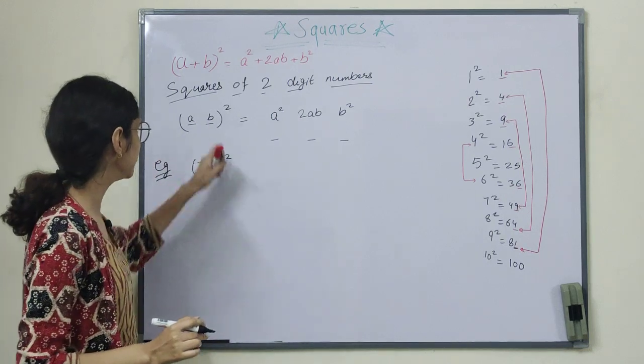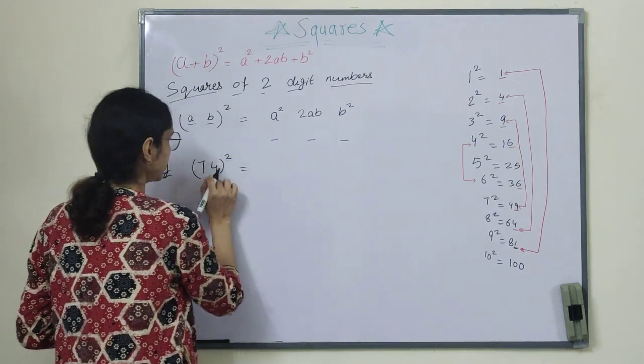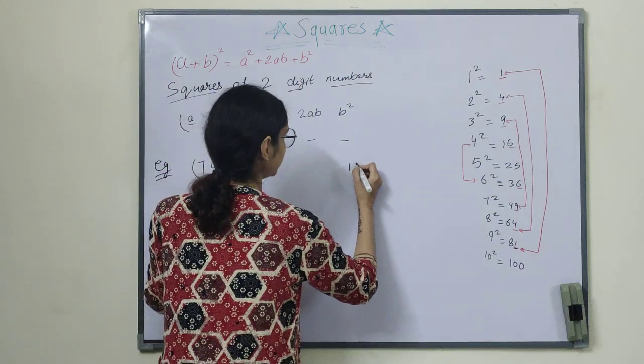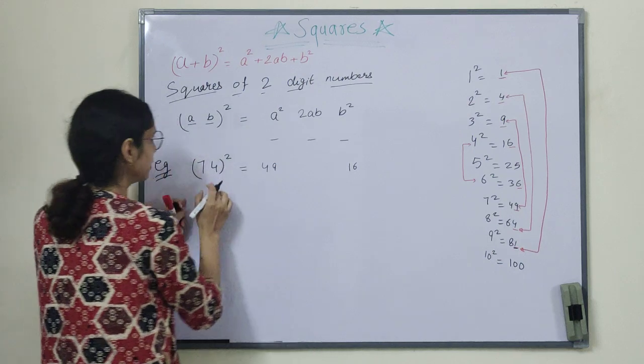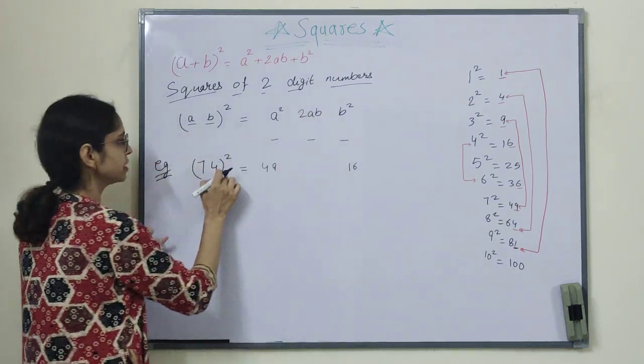Now a is 7, b is 4. What you have to do? 4 square is 16, right at the end. 7 square is 49, right in the starting. And now 2ab, we are multiplying these three numbers together.